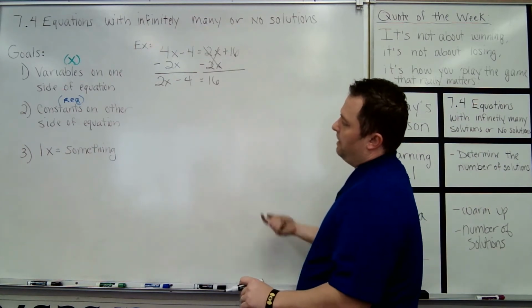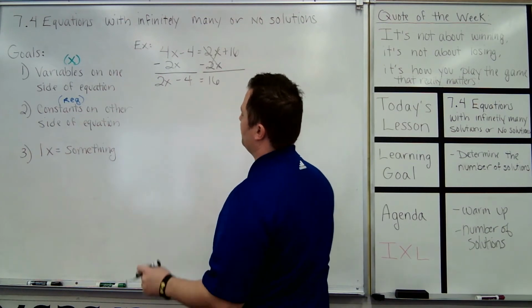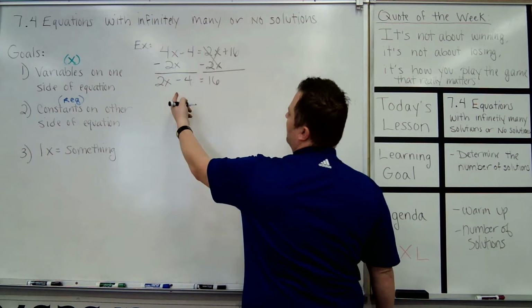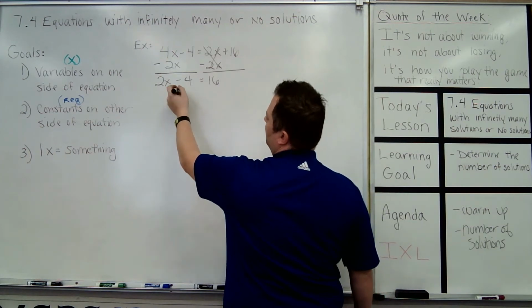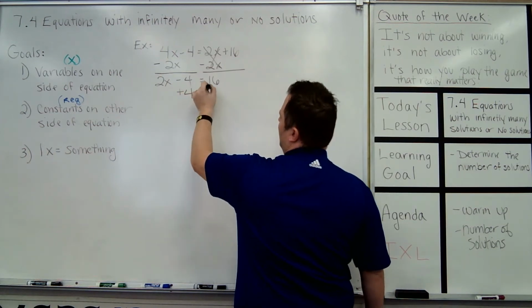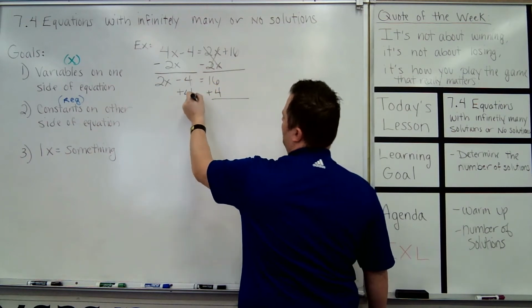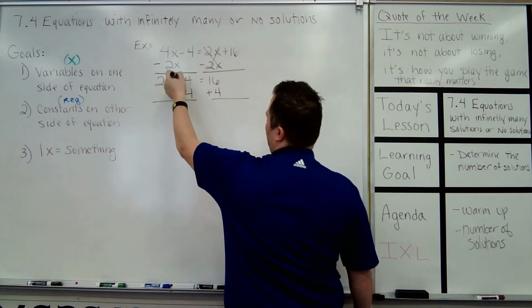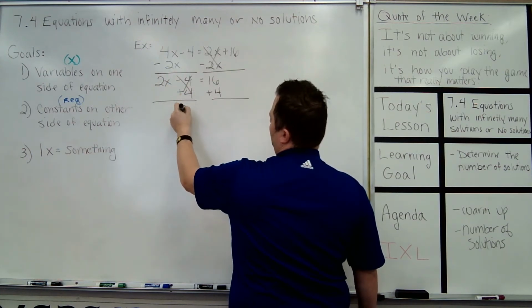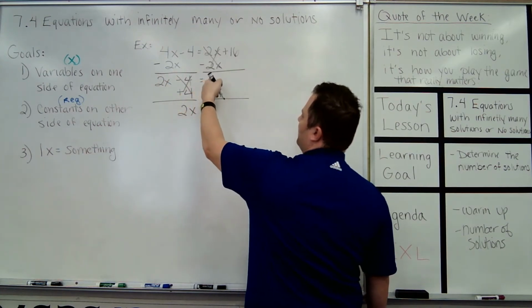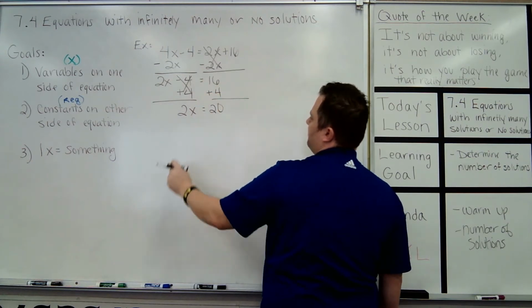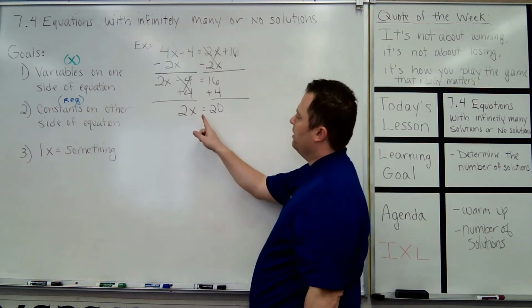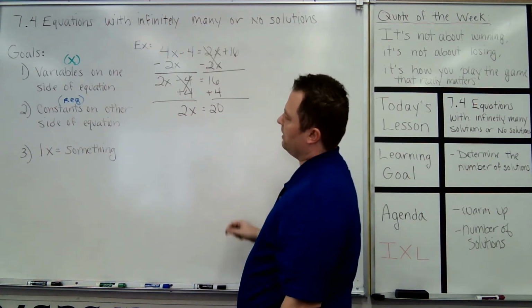Okay? My second goal, get the constants onto the other. Those are the regular numbers, meaning if my variables are on the left, I want my constants on the right. I don't want this minus 4 here, so I'm going to add 4. And I'll add 4 to the other side to make sure that both sides remain equal. On the left-hand side, 2x minus 4 plus 4, those cancel. I'm left with just 2x. And then on this side, 16 plus 4 is 20. This is what it looks like to have the constants on the other side of the equation, meaning on one side you have your variables, on the other side you have the constants.